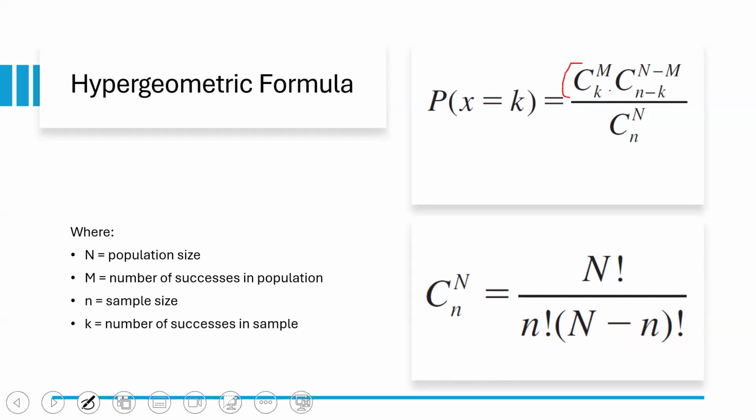Capital M choose K is the ways to choose the k successes. Capital N minus capital M choose lowercase n minus k is the ways to choose the remaining failures. And then capital N choose lowercase n is the total number of ways to draw a sample of lowercase n from capital N. Each of these are calculated using this formula. Just plug in the values. You'll usually use technology like a calculator or Excel to compute these quickly.